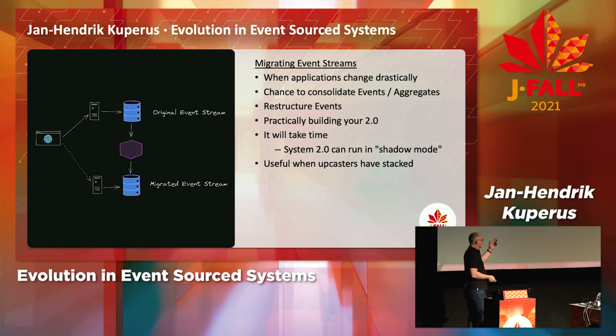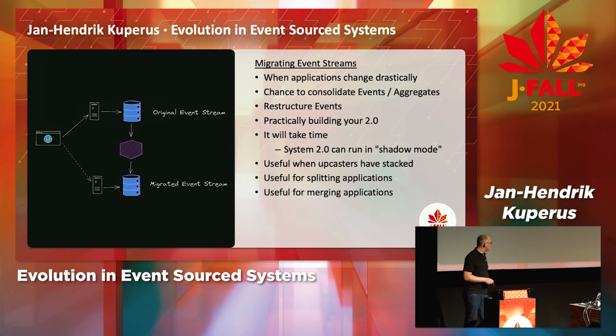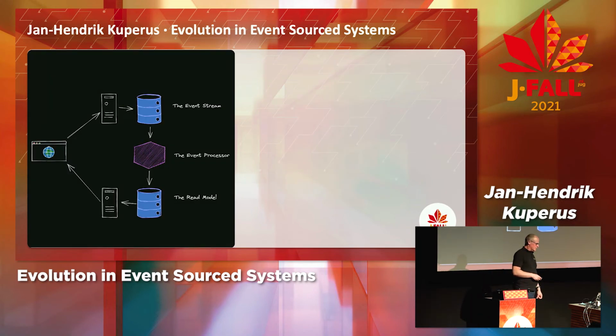It's also, I mean, that's what I meant with baggage. If you've been building upcasters on upcasters and maybe your upcaster chain has grown to 1,500 upcasters, this is a nice way to say, okay, we have to put all of those together and sort of make a fresh model. Then you can migrate from one to the other. Or when splitting applications, or when merging applications. So I think that was pretty much it.